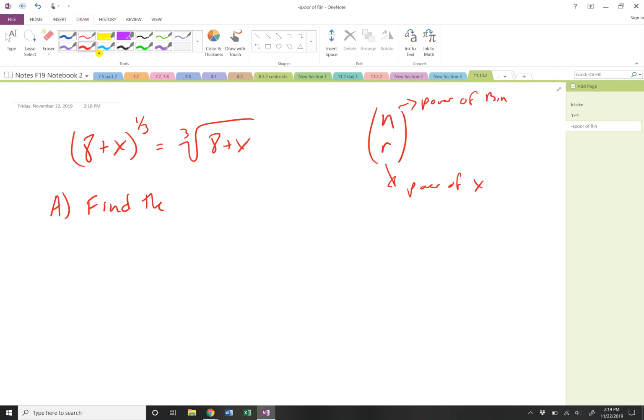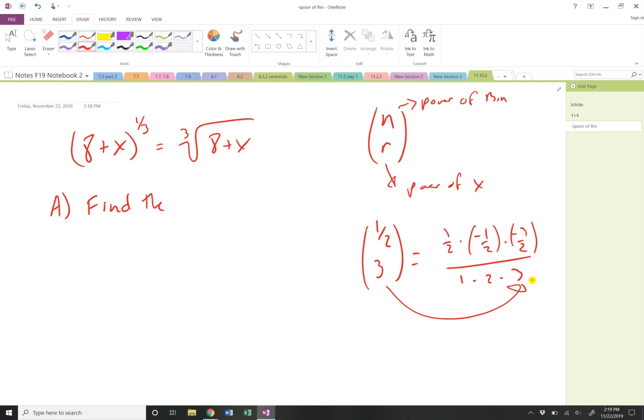So, for example, if you had 1/2 choose 3, then that would be 1/2 times minus 1/2 times minus 3/2 over 1 times 2 times 3. So I can stop when I get to that number. So that's the notation for your binomial coefficients. Okay? I'm sure you were as confused as me when I was reading that when I was in your shoes. So it makes it so you can actually write down the binomial series in a very slick way.